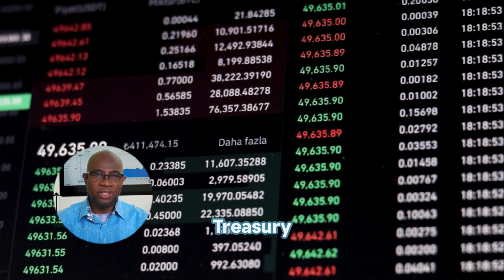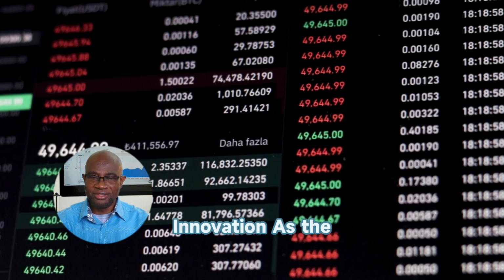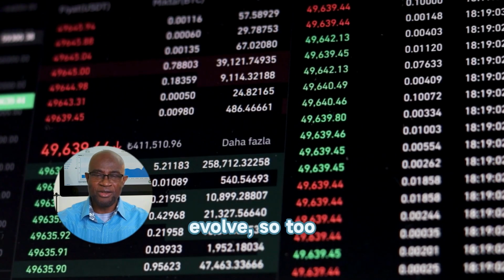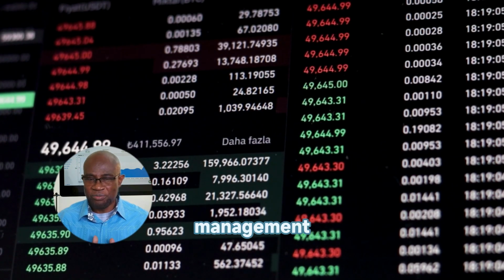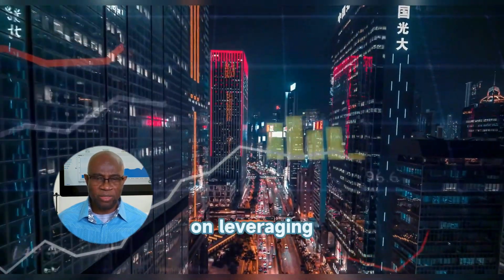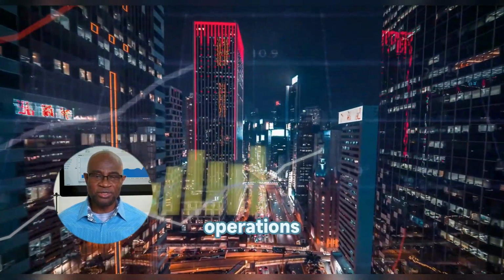The future of treasury management. Embracing technology and innovation. As the business environment continues to evolve, so too must treasury management practices. In recent years, there has been a growing emphasis on leveraging technology and innovation to enhance treasury operations.